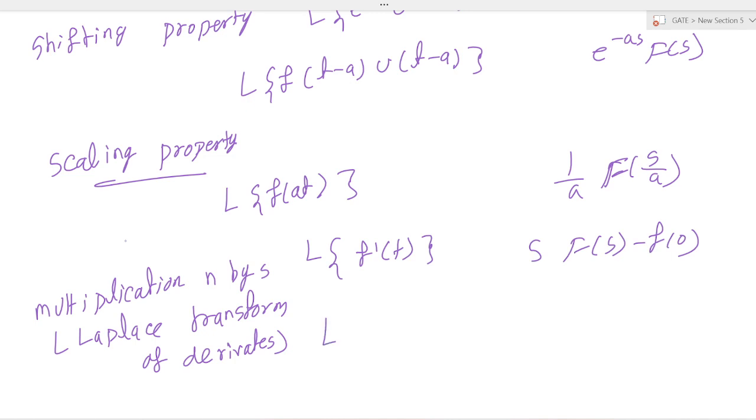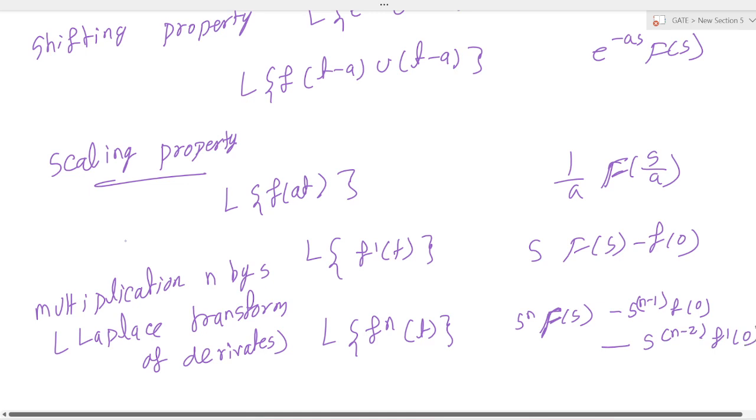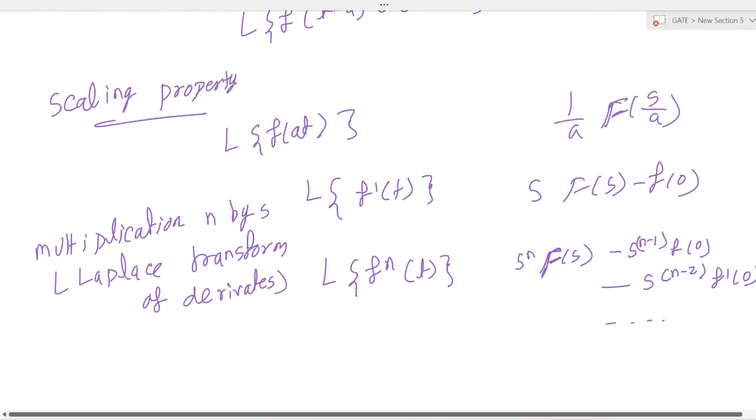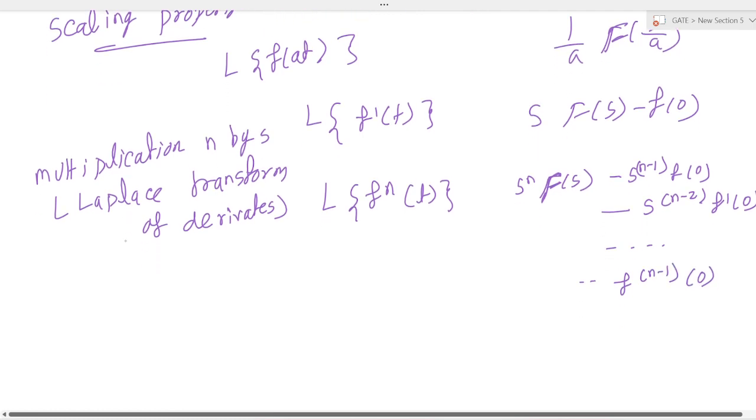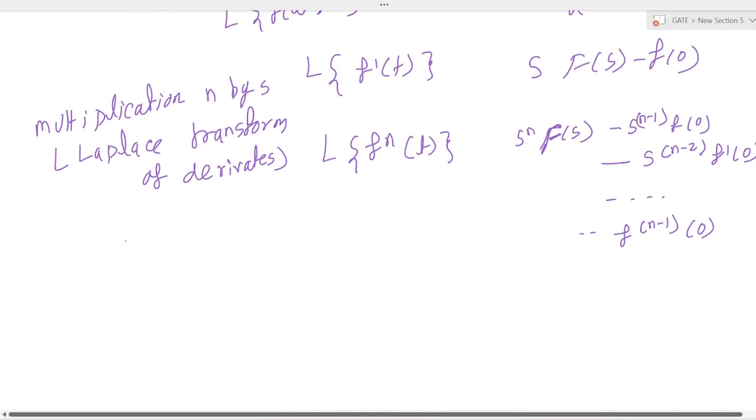Next, L{f^n(t)} is equal to s^n F(s) minus s^(n minus 1) f(0) minus s^(n minus 2) f'(0) and so on, up to f^(n minus 1)(0). Next, division by s, Laplace transforms of integrals.